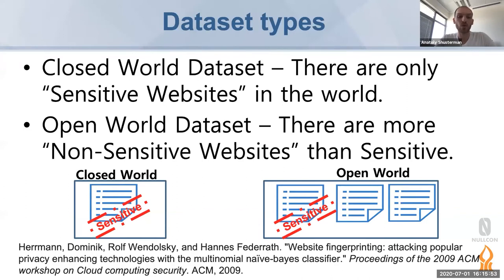But unfortunately, our world is more complicated and there are more non-sensitive websites than sensitive ones. So we had the open world dataset too. It also had 100 labels of sensitive websites, and we had lots more websites that are not known by the attacker, because that's how the world works. And the classifier should distinguish between 101 labels, of which 100 are from the closed world, and the last one is the open world setting of unknown web pages.